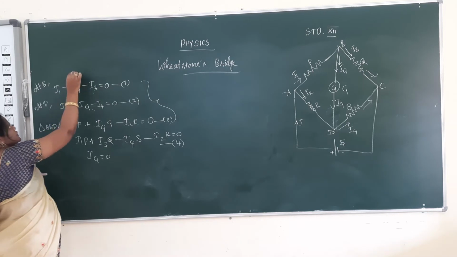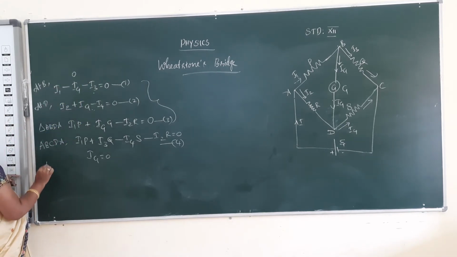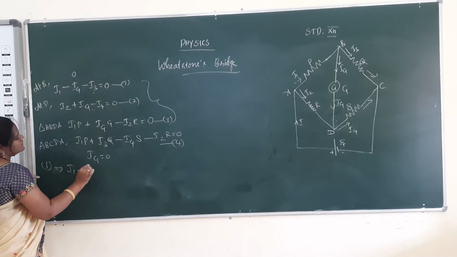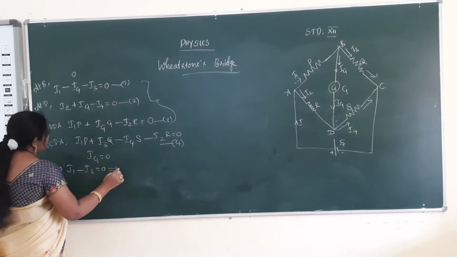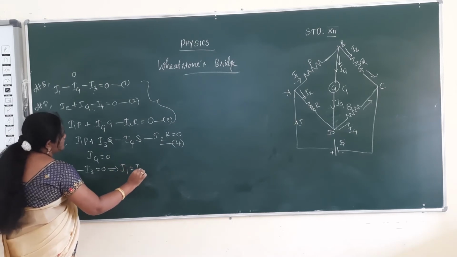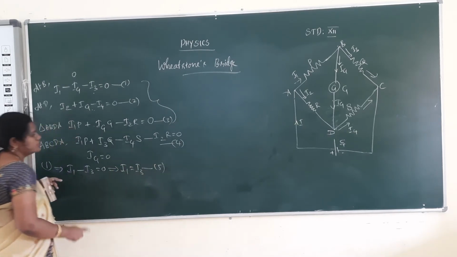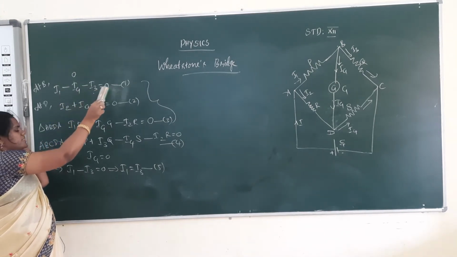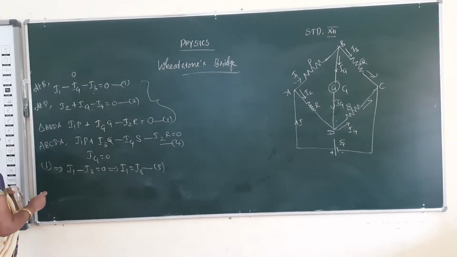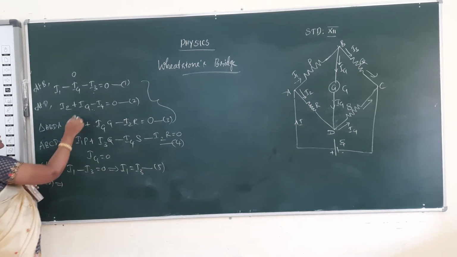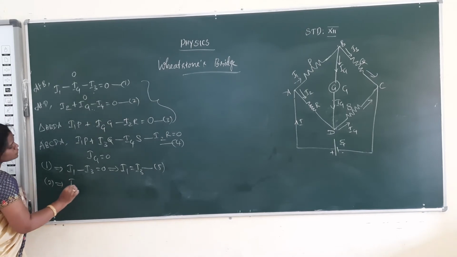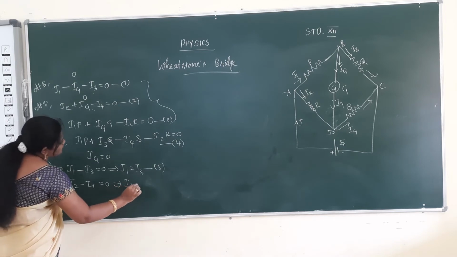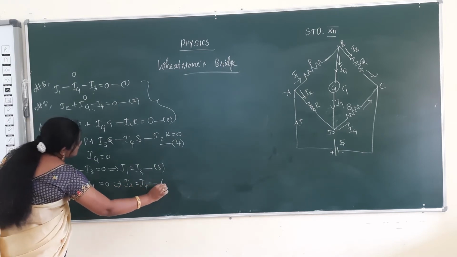First one, Ig value is 0. So now the equation becomes: Ig value is 0, so I1 minus I3 will be equal to 0. Now I1 is equal to I3. This is considered as the fifth equation. And the second equation, Ig will be 0, so I2 minus I4 will be equal to 0. So now I2 is equal to I4. That is the sixth equation.